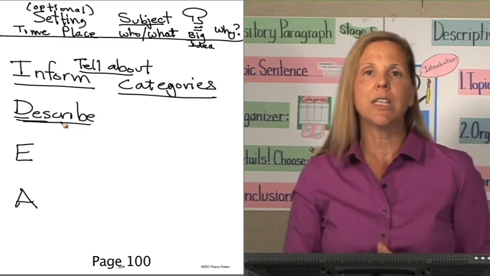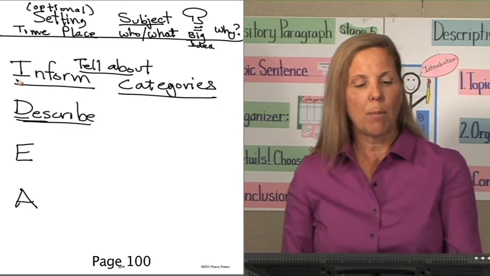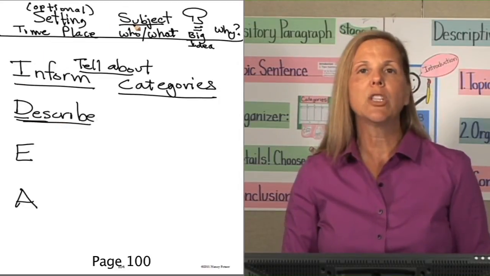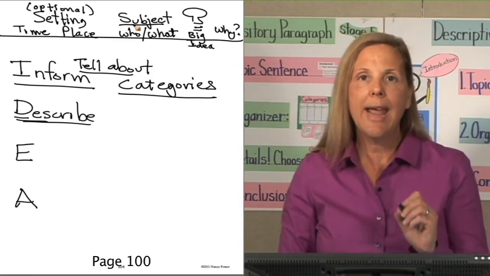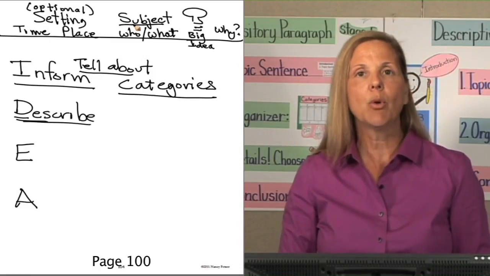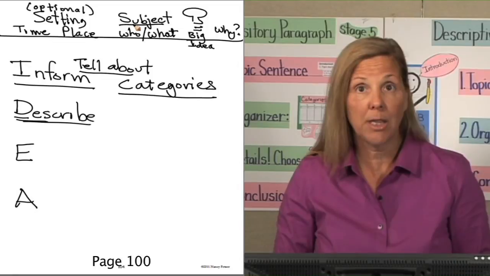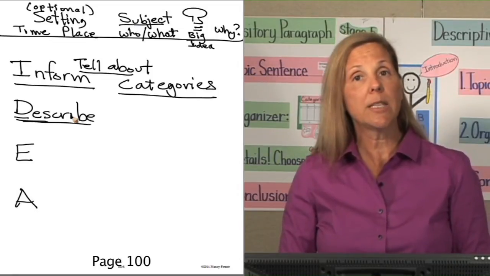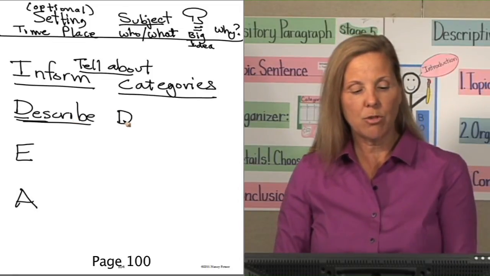So let me give you an example. Let's go back up to our big idea. Who or what are we talking about? A plant. But now what I'm going to do is I'm going to describe the plant to you. If my purpose is to describe, then I'm going to do just that.